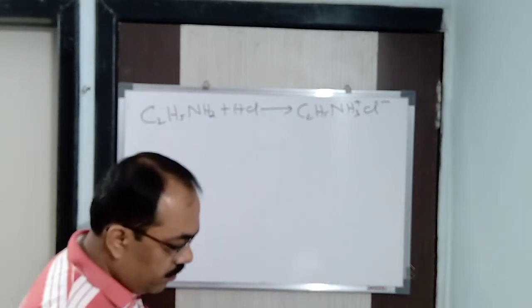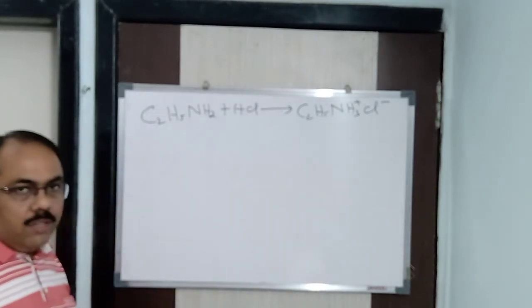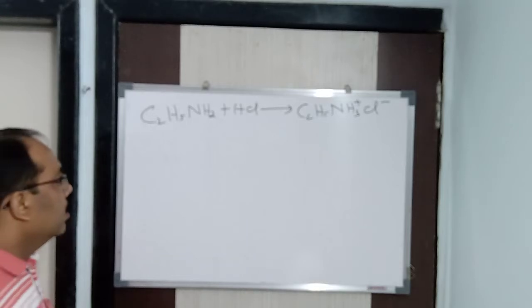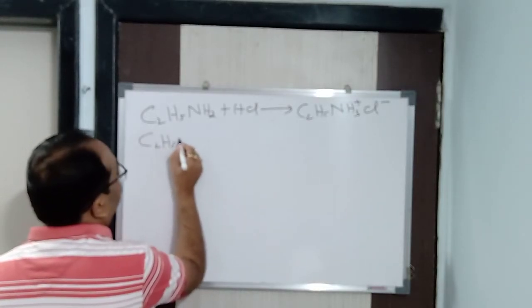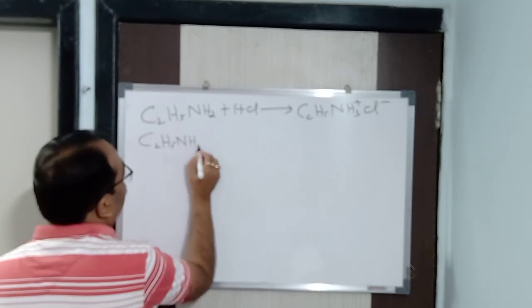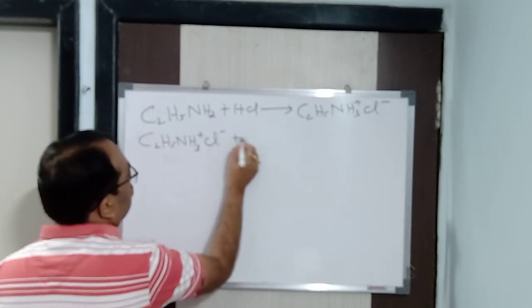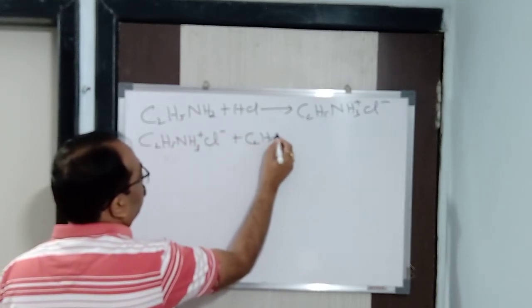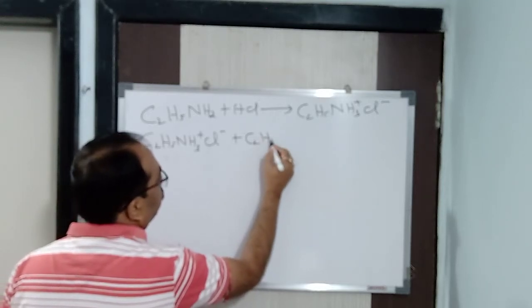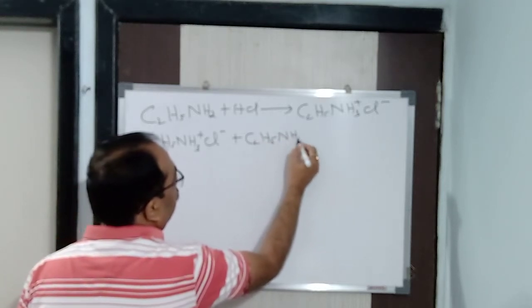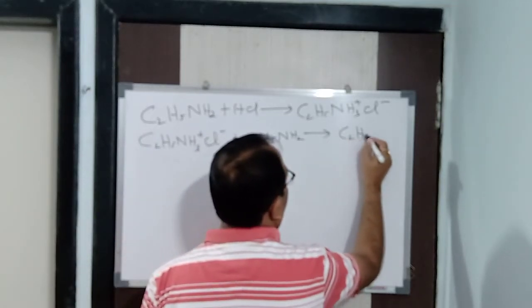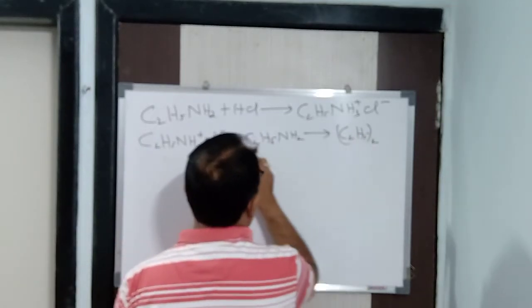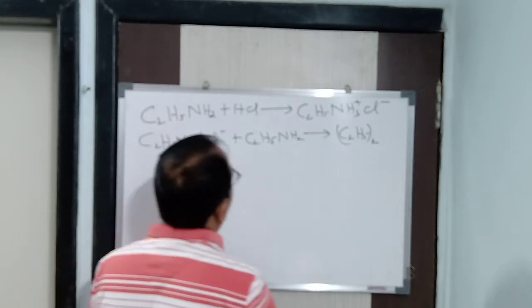We can say that. Similarly, this salt will further react with amine, not HCl. C2H5NH3+ Cl- plus C2H5NH2, let us say. What you will have is C2H5 whole twice, you can see two molecules of C2H5.